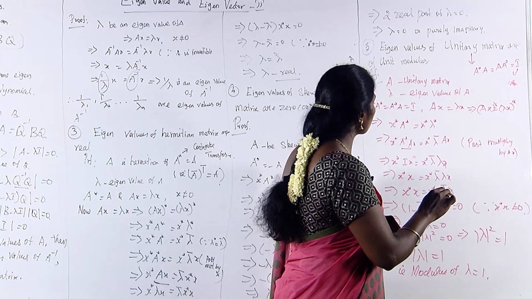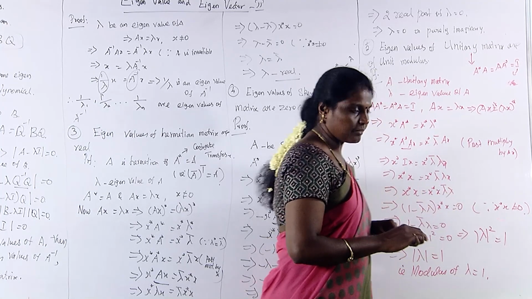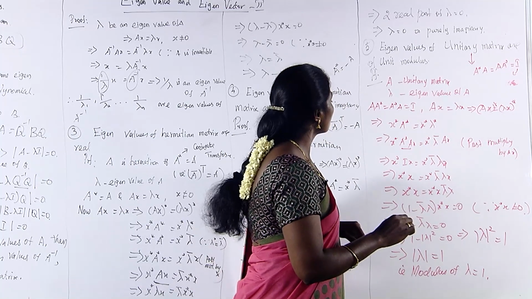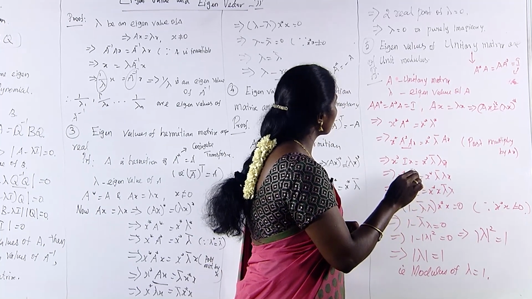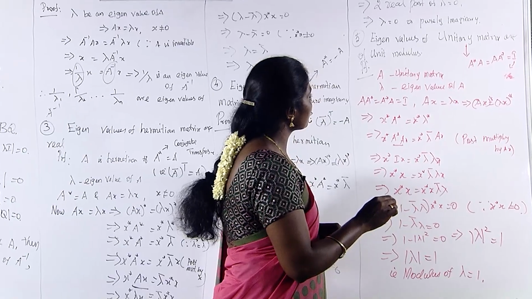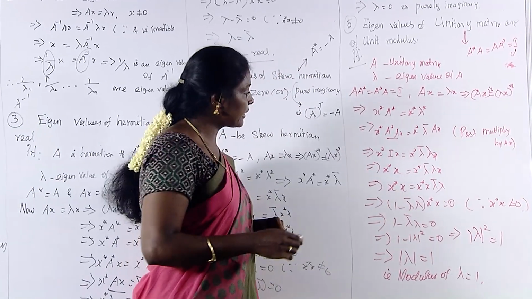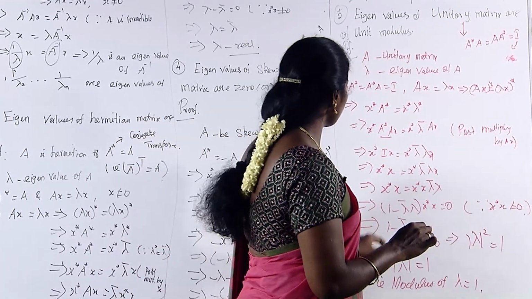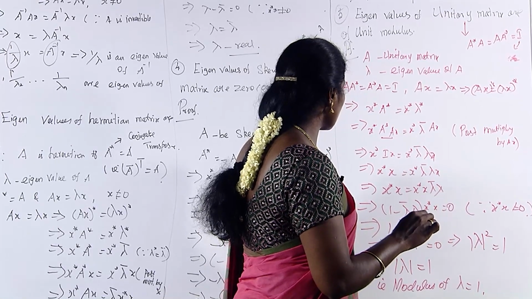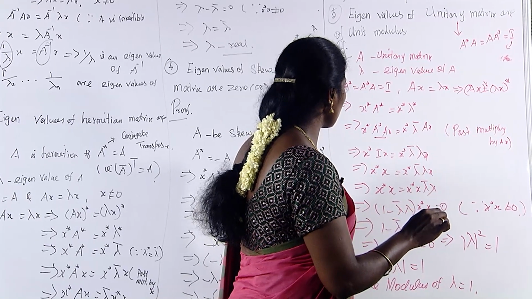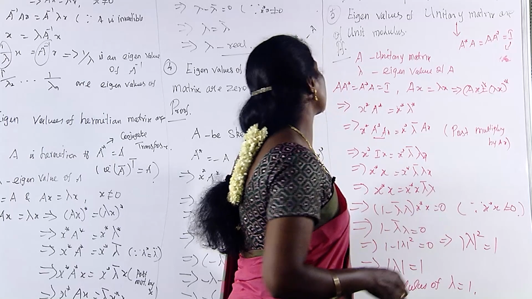And I have pre-multiplied both sides by Ax. Here I have written Ax. So, this is because A is a unitary matrix. So, what is the condition for a unitary? A star A equal to identity. Therefore, instead of A star A, we can write I. Therefore, x star I x equal to x star lambda bar. Instead of Ax, we can write lambda x.